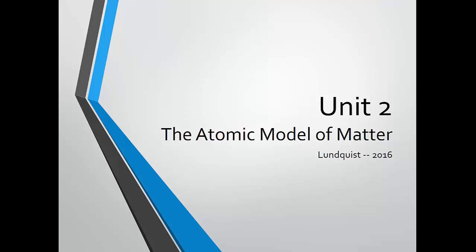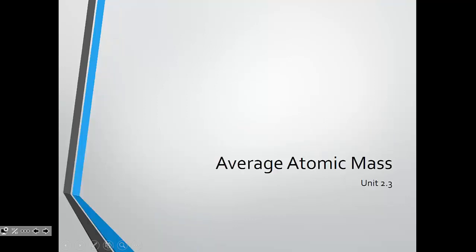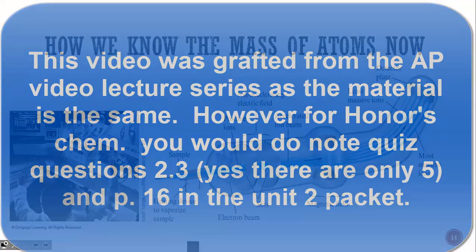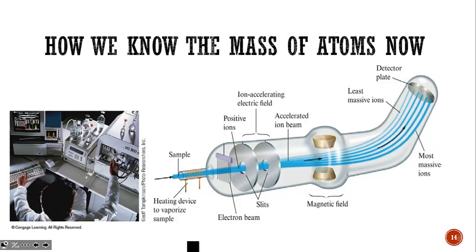Welcome back, students, to Chemistry Unit 2, the atomic model of matter. Today we'll be focusing on average atomic mass. When talking about the molar mass of a substance, we're using the decimal point numbers off the periodic table. Those decimal points are the average atomic mass of all the known isotopes of an element.